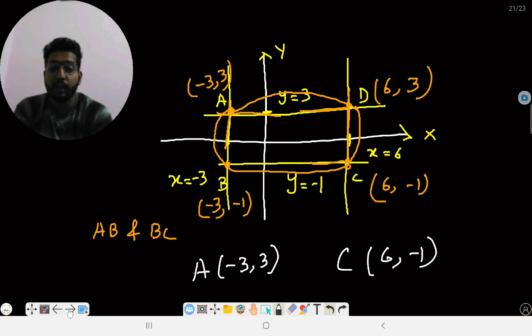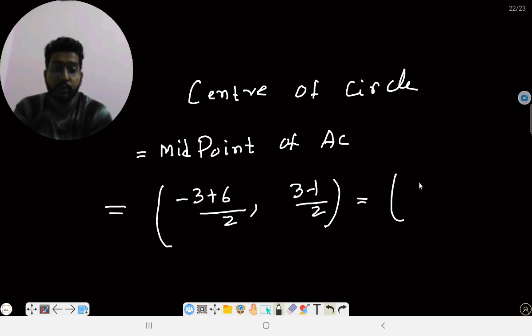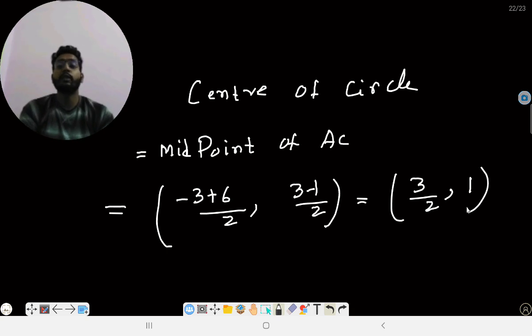What will be the center here? Minus 3 plus 6 by 2. This is the first one, and the next one is 3 minus 1 by 2. So that will be 3 by 2, and 2 by 2 is what? 1. So that will be the midpoint of this circle. Done. Now from here we have to find the radius of the circle.